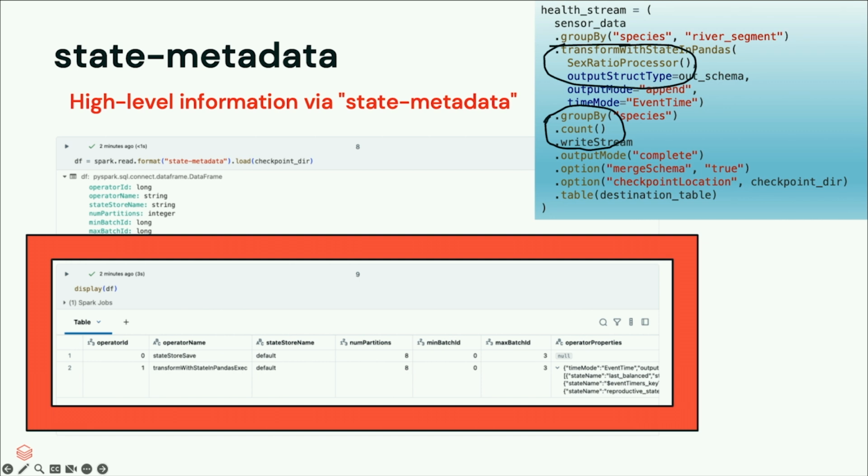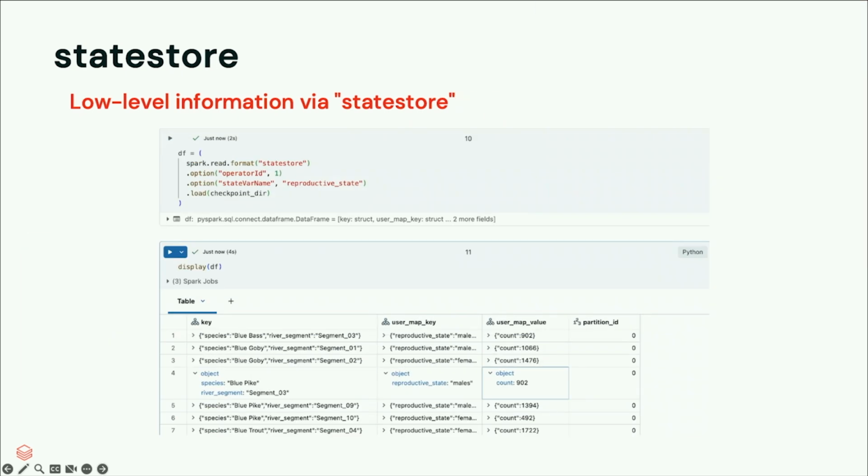So again, we see here we have two stateful operators spread across 8 partitions, and the state store name, or the operator name, the state store name in this case is just default. So if you have a stream-to-stream join, you'll see an indication of which is it the left or the right side of the stream-stream join. But in our case, it's just a straight sort of transformation. And since we're using transform with state, we see that here, and then there's a little bit of extra data that we won't necessarily have to worry about here.